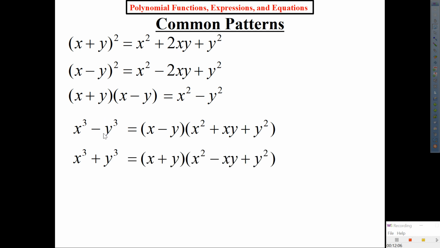And then that means that this became that, and this became that. So I want you to copy these last two again, please. We're going to need those for today, the last two only. X cubed minus y cubed, that becomes this, and x cubed plus y cubed, that becomes that. Copy it again, please. Give you some time.